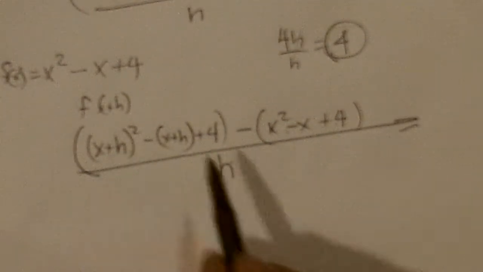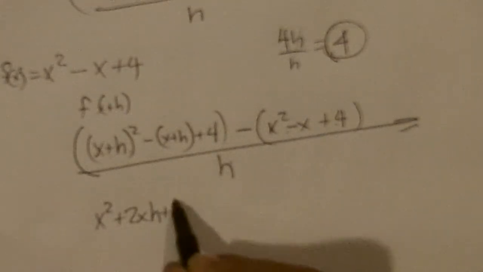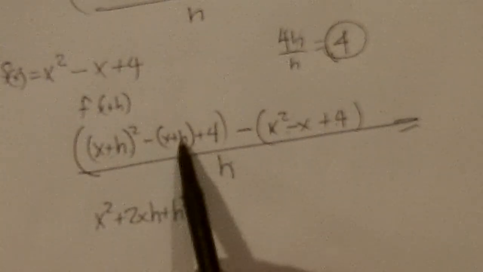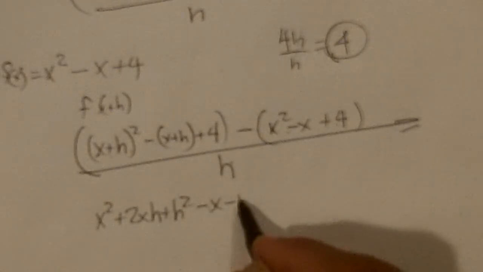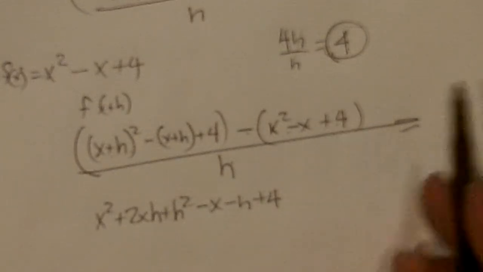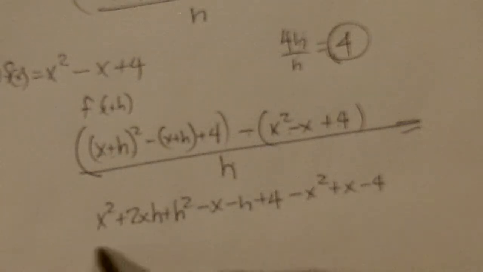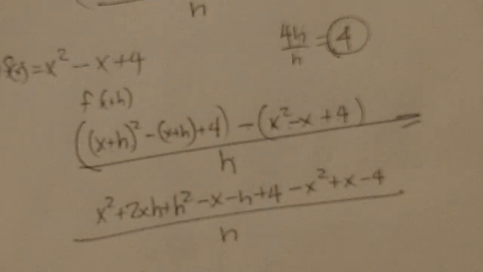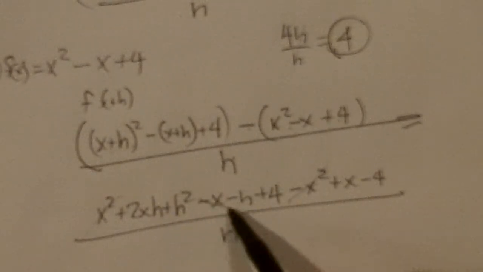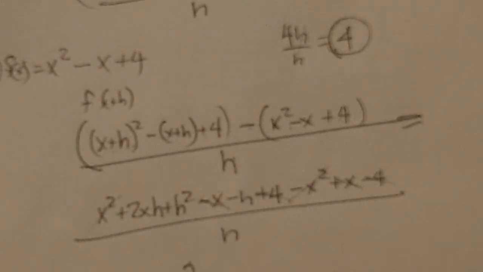Simplifying. X plus h times x plus h is x squared plus 2xh plus h squared. That's multiplying x plus h times x plus h. This minus goes to both of those, so that's minus x minus h plus 4. This minus goes through and changes everything, so that's minus x squared plus x minus 4 over h. X squareds cancel. The negative and positive x cancel, and the plus 4 and the minus 4 cancel.